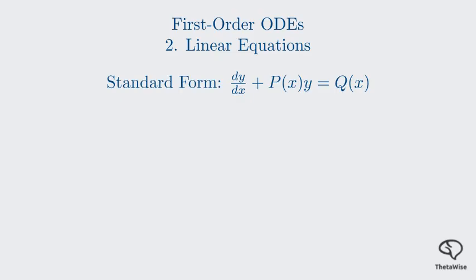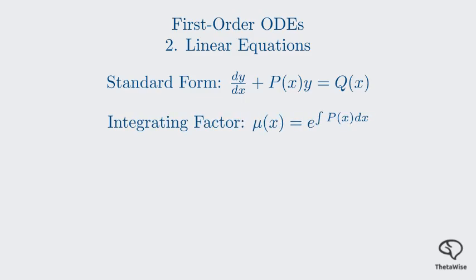The key to solving these is to find an integrating factor, which is a function that, when multiplied by the entire equation, makes the left side the derivative of a product. The integrating factor, which we'll call mu of x, is given by the formula e to the power of the integral of p of x dx. Let's see this in action with an example.